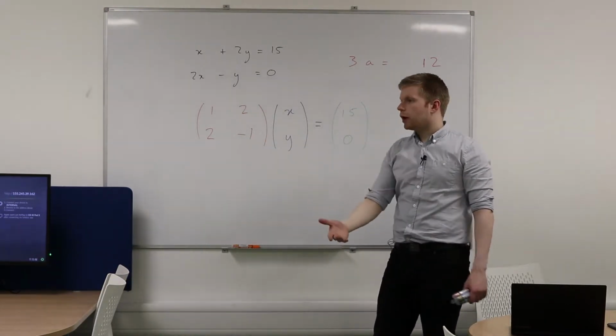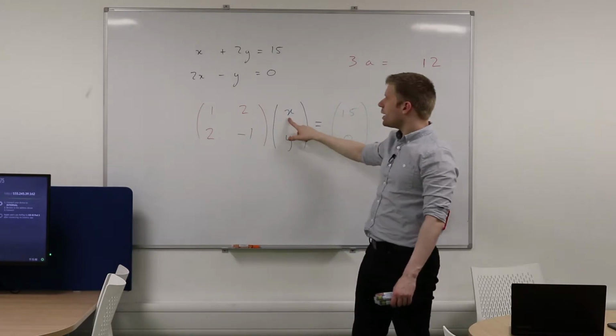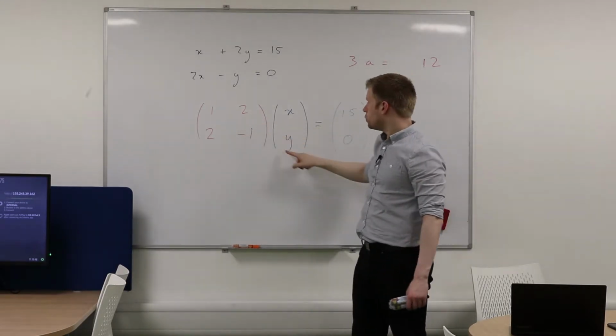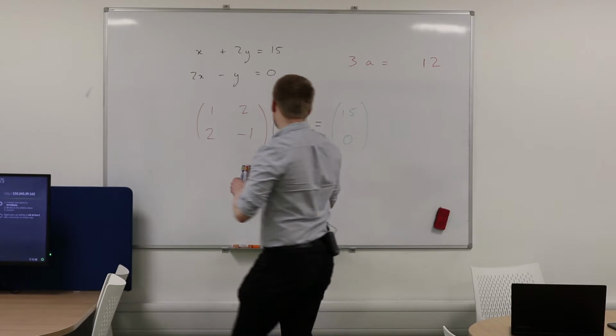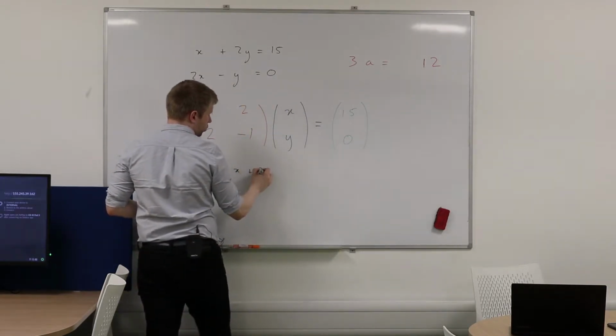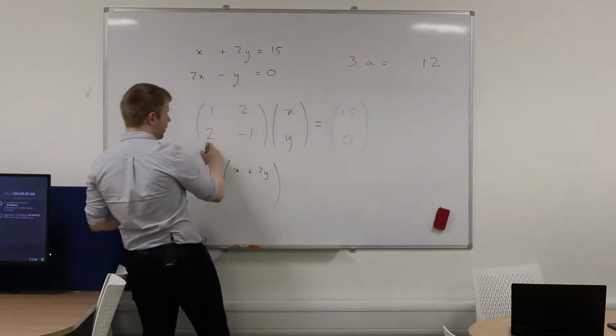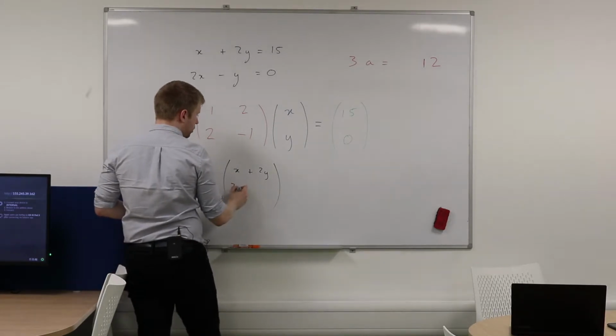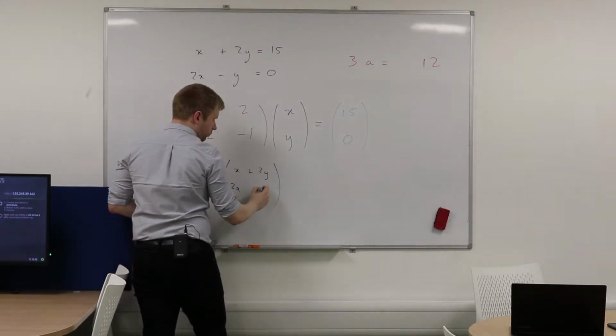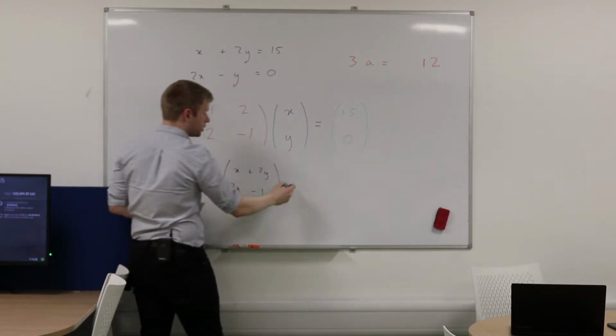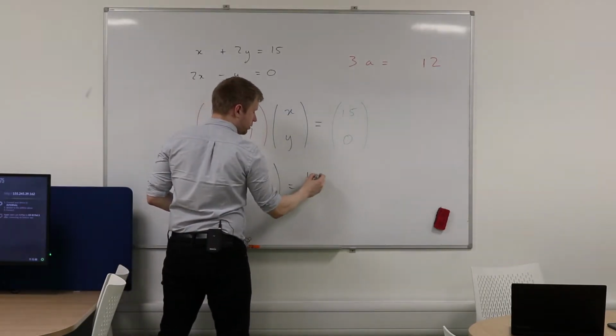Multiply out. So I'd have 1 times x, or just x, plus 2 times y. So I'd have 1x plus 2y. And then I'd have 2 times x minus 1 times y. So this is like a one-dimensional matrix, and I haven't changed the right-hand side.